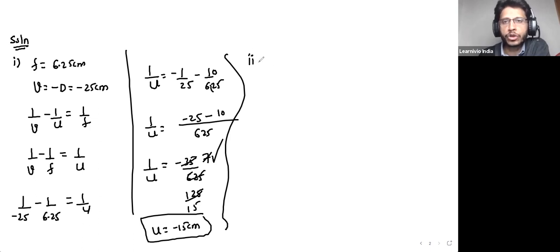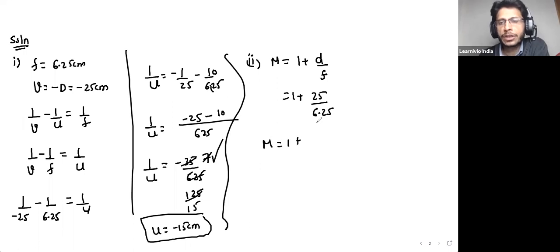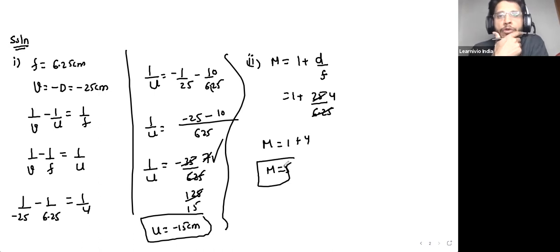In part two, you're supposed to calculate the angular magnification when your final image is at the least distance. When your final image is at the least distance, your angular magnification is just 1 plus D by f. D is 25, f is 6.25, 4 sixes are 25, so it's 1 plus 4. Your angular magnification comes out to be 5. So if your final image is obtained at the least distance of distinct vision, then the magnification that your microscope will produce is 5 only.